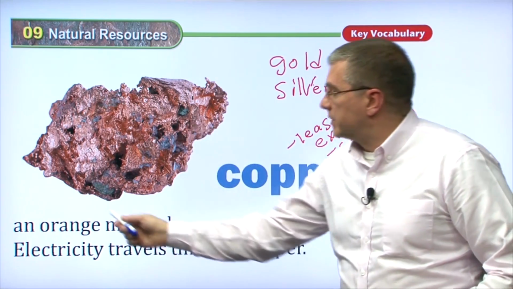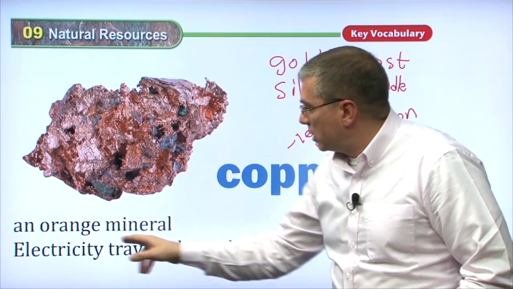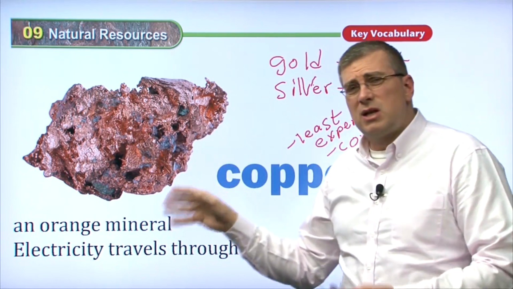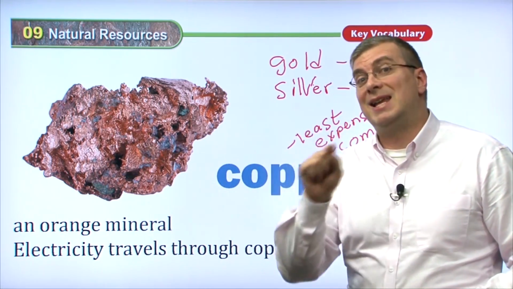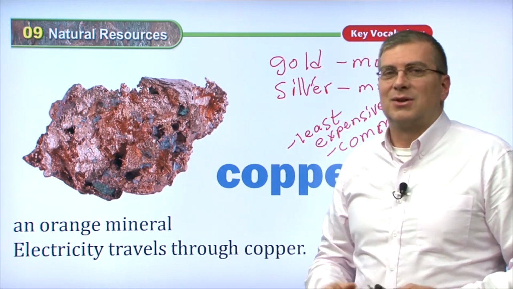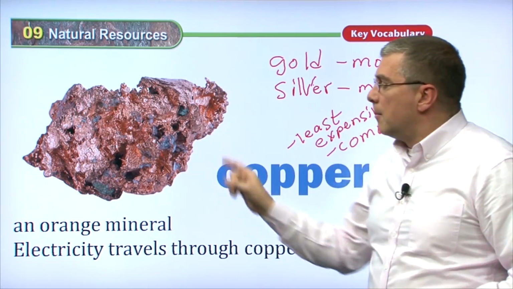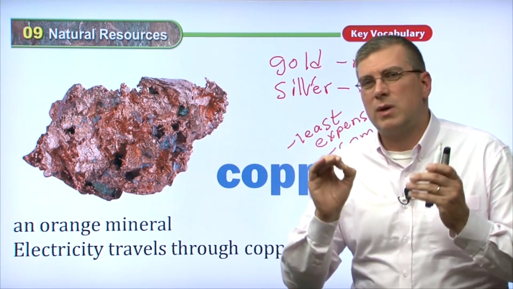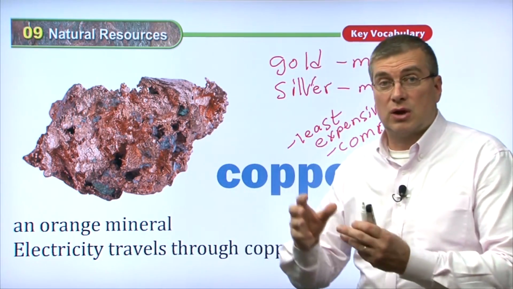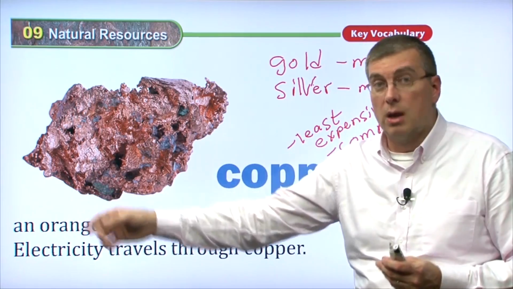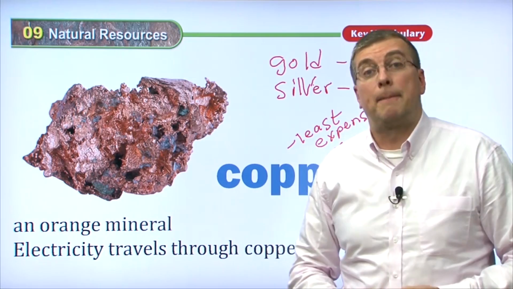Okay, so copper is an orange mineral. Electricity travels through copper. Although we did use copper a lot for money, and we still do, if you look at American money, the penny is made of copper. It's a very small coin, and it's not that valuable. Copper is the least expensive. But the most we use copper for is wires for electricity. When we want our electricity to come from the plug in the wall to our computer or to our electronic device, that wire is made of copper.